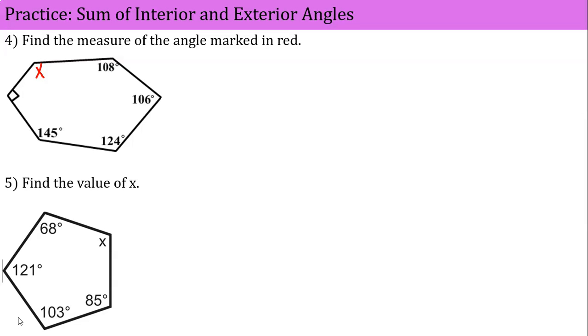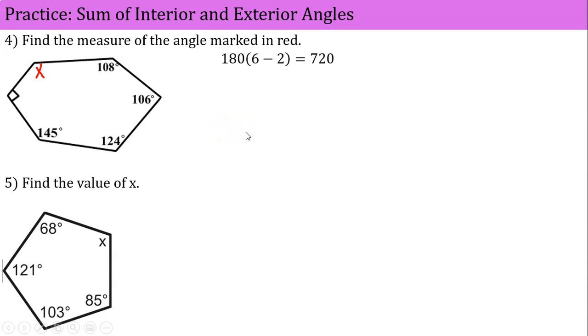All right, so I'm looking at this. I can see that it's a hexagon if I count up all the sides. Off the top of my head, I do not know what the interior angles of a hexagon add up to. I'm not wasting any of my brain space memorizing that fact because I can just calculate it with our formula.